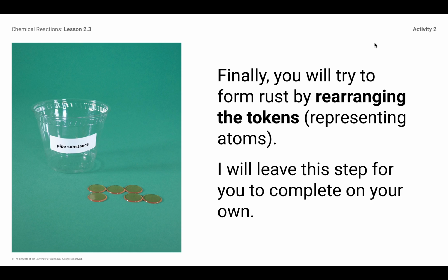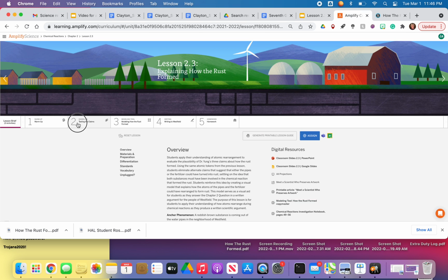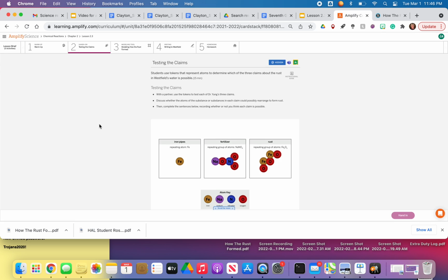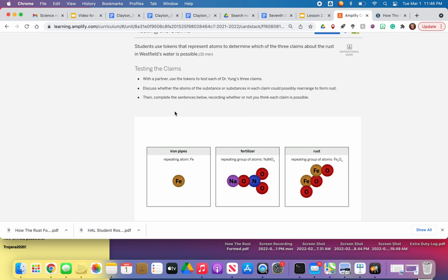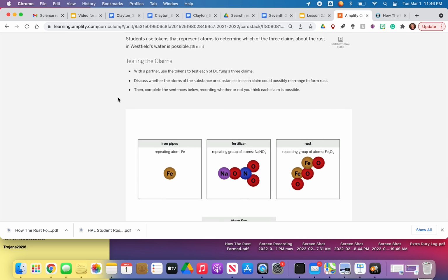So finally, you're going to try to form rust by rearranging the tokens. Obviously those tokens represent atoms. I'm going to leave this step for you to complete on your own. Take a look at Amplify, and I'm going to switch my view so you can see my Amplify. So follow these directions. With a partner, use the tokens to test each of Dr. Yoon's 3 claims. Discuss whether the atoms of the substance or substances in each claim could possibly rearrange to form rust, and then complete the sentences below, recording whether or not you think each claim is possible.